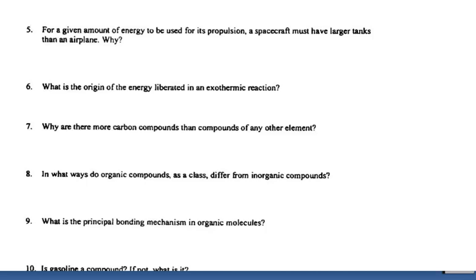Number 8. In what ways do organic compounds as a class differ from inorganic compounds? The simple answer is that organic compounds must contain the carbon atom. Okay, I'll leave it right there.